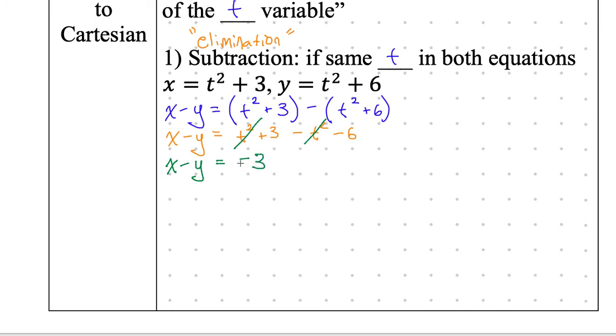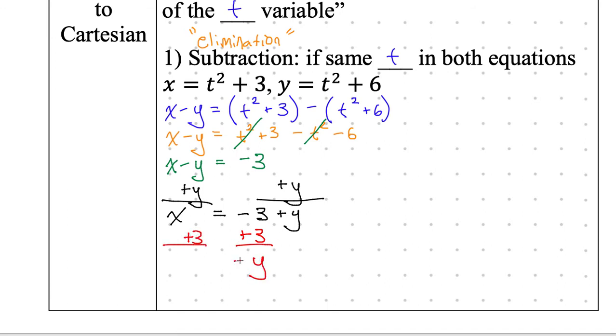And then from there, I'm going to do two different things. I'm going to add y to both sides, and I'm also going to, I guess I'll just do one step at a time. I have plenty of room. When I do that, I'm left with x is equal to negative 3 plus y, and finally I'm going to add 3 to both sides, plus 3, and I'm left with y is equal to x plus 3.